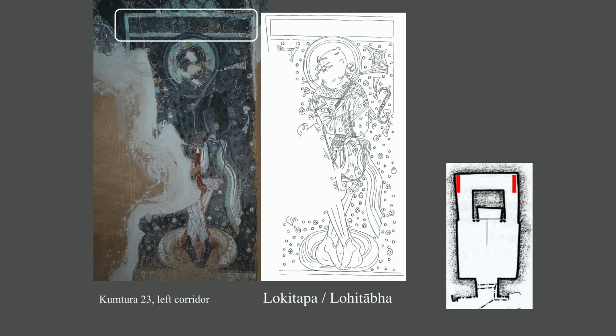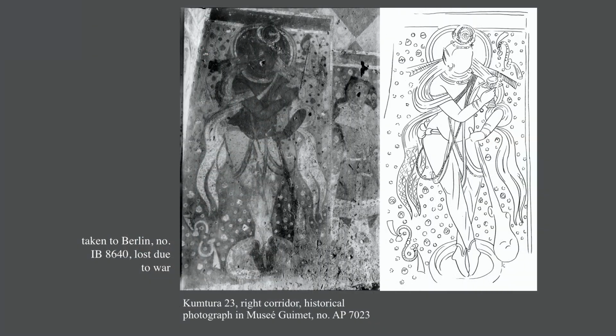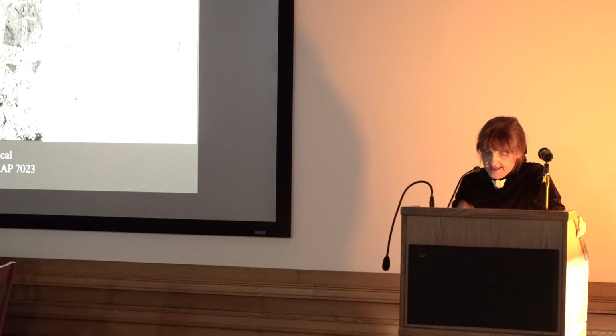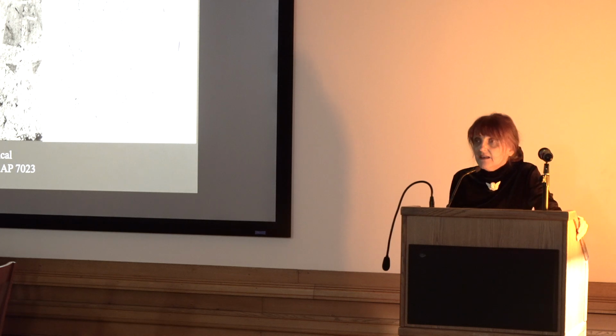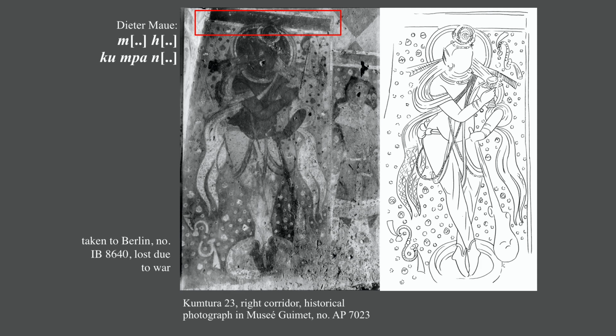Now we jump to the right side, and here was his brother, who was removed, taken to Berlin, and unfortunately destroyed during the Second World War. So we have today only one drawing, which was not so good, by Grünwedel, so I made another drawing. Because in Paris, in the Musée Guimet, is still this historical photograph. And on this photograph, again Maue was successful in reading an inscription. Unfortunately, we still know for sure that it was again Mahakumbhanda. Unfortunately, we don't have his particular name any longer.